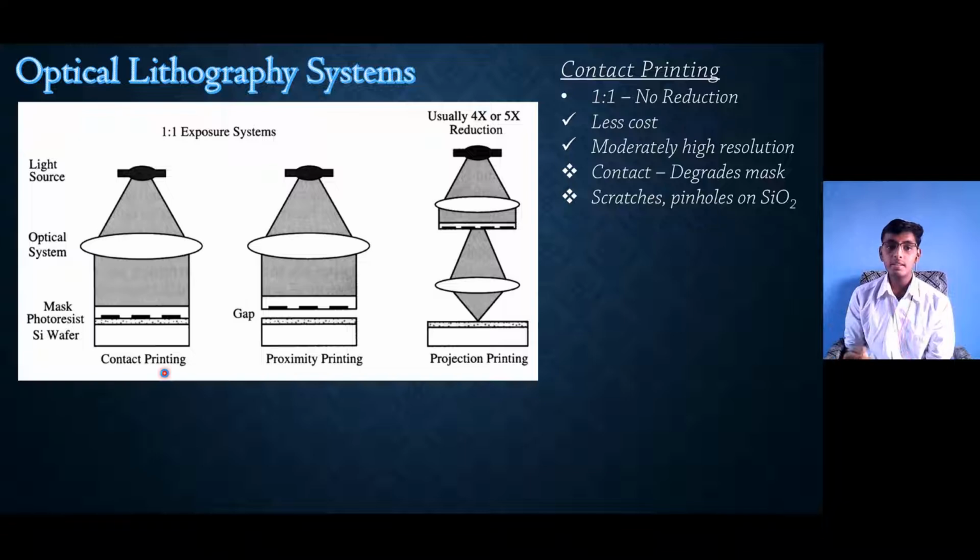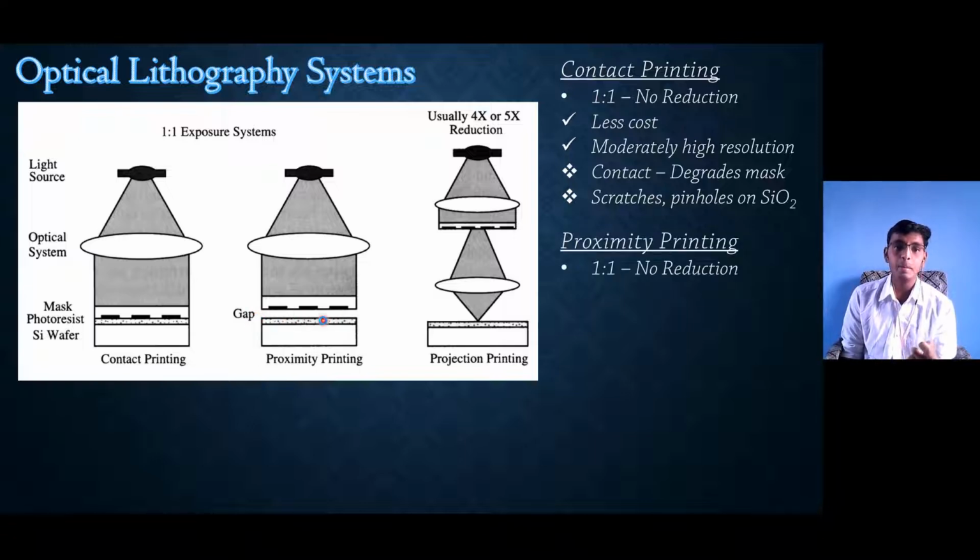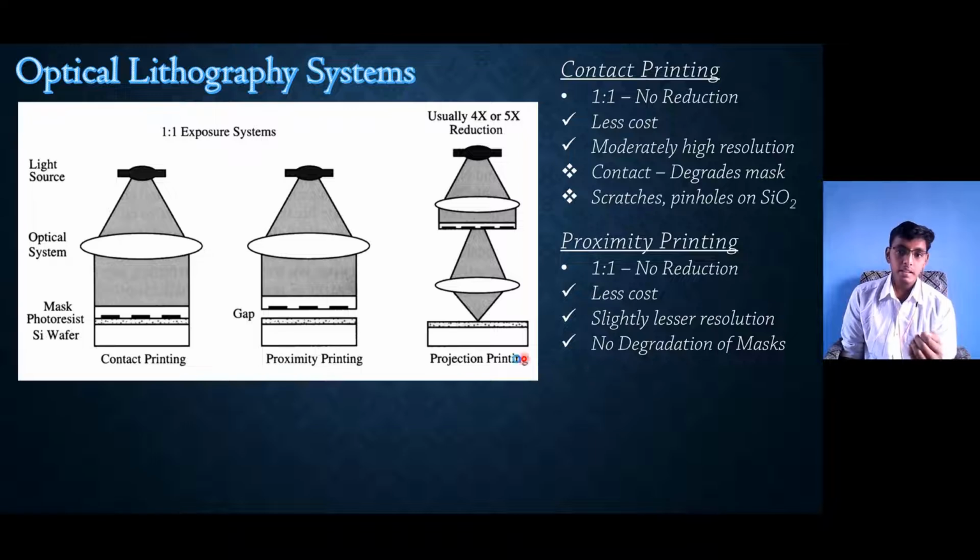So to overcome these disadvantages, we devised what is known as proximity printing. In this, as shown in the figure, we just introduce a small gap between the mask layer and the photoresist layer. Even this does not provide any demagnification. Only 1:1 magnification is provided. Its advantages are, it's obvious that there is no degradation of the mask or the photoresist layer. It has lesser cost, but it provides a slightly lesser resolution.